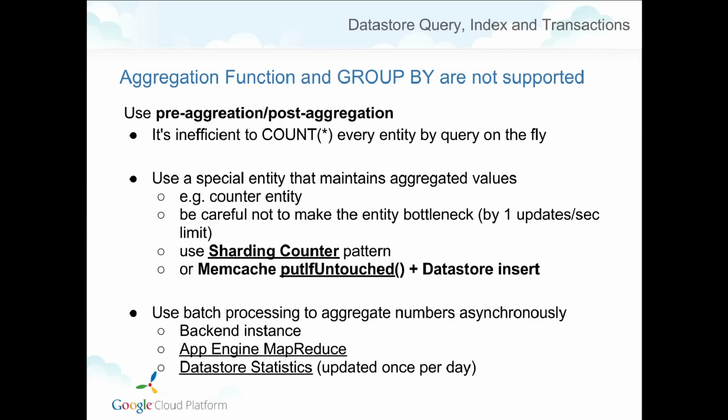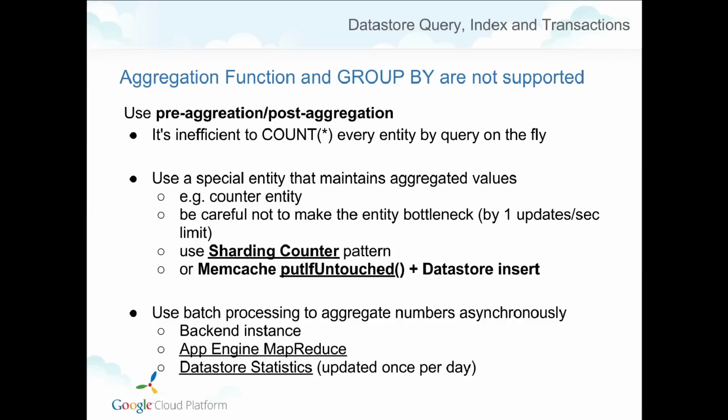There's another restriction we have a workaround for in the App Engine Datastore. In Datastore, you cannot execute any group by operations or aggregate functions. More specifically, you cannot execute count from table, so you cannot count the number of entities you have right now. To be scalable, you don't have time to look at all the entities and count them all.